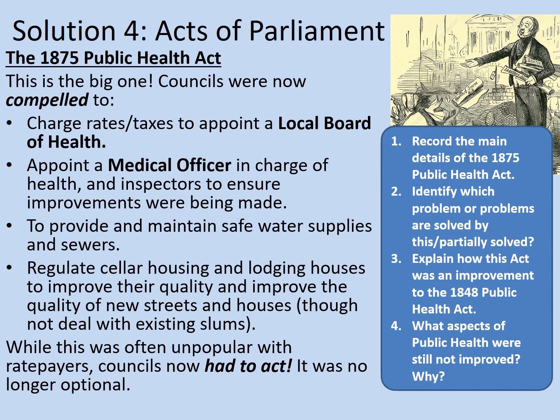You know the drill by now. Record the main details of the 1875 Public Health Act. Identify which problem or problems are solved or partially solved by it, and explain how this Act was an improvement to the 1848 Public Health Act and which aspects of public health were still not improved. Why might this be? Pause the video while you complete this.